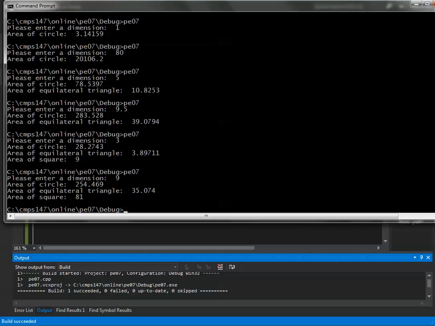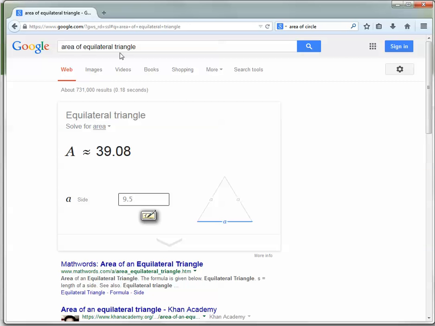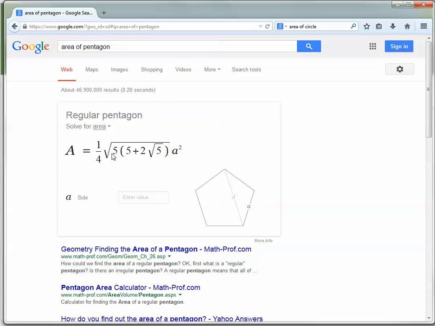All right, so continuing forward, next one. This one's a lot more complicated, right? So we've got the area of a pentagon being a fourth times the square root of 5 times 5 plus 2 times the square root of 5, times a squared. It's quite a mouthful. This is something that we probably want to immediately start to look at in terms of test cases. So let's bring up Google here. Area of pentagon. Right, so we can see that.